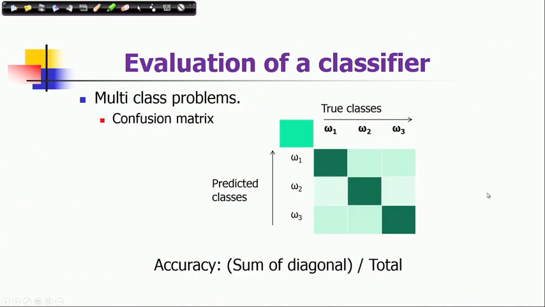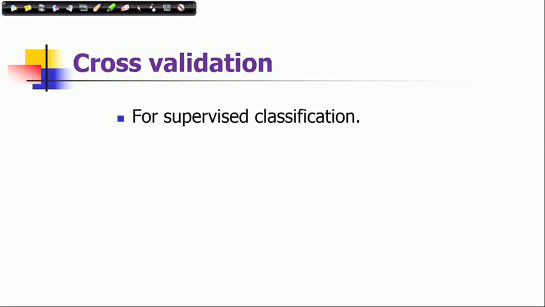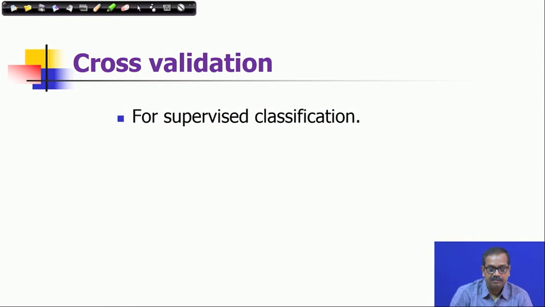For a multi-class problem, we can use a confusion matrix, where once again I have shown here the true classes and these are the predicted classes. In the diagonal terms, if these numbers are high, those are the desirable outcomes. In all other terms there are some kinds of errors, because the sample belongs to the actual class omega 1, but your prediction is omega 2 or omega 3. So, the accuracy measure will be the sum of the diagonal by the total.